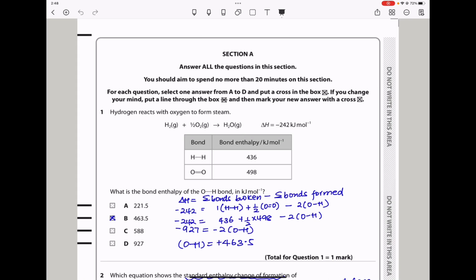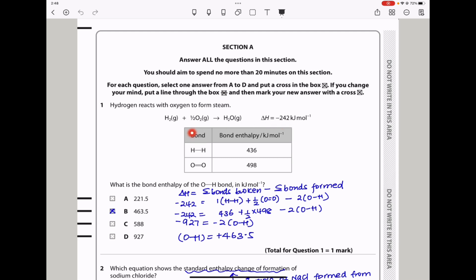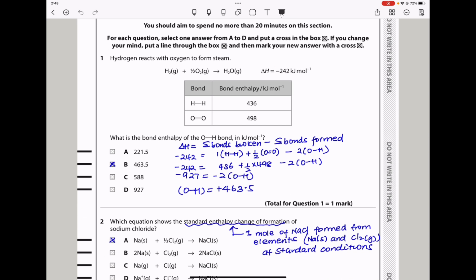Question 1. Hydrogen reacts with oxygen to produce steam. We can see this is the equation for the reaction, and they've given us the delta H. They've given us some bond enthalpies in this table. So they say, what is the bond enthalpy of the oxygen-hydrogen bond in kilojoules per mole?